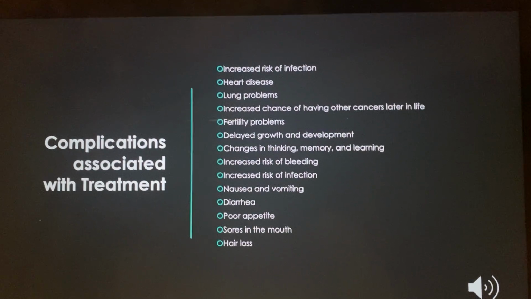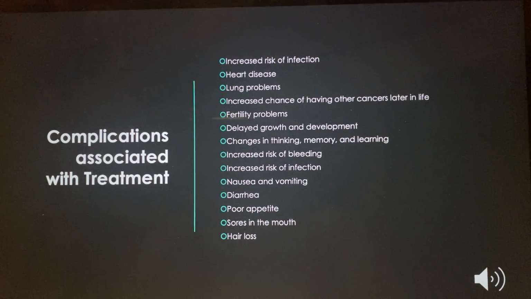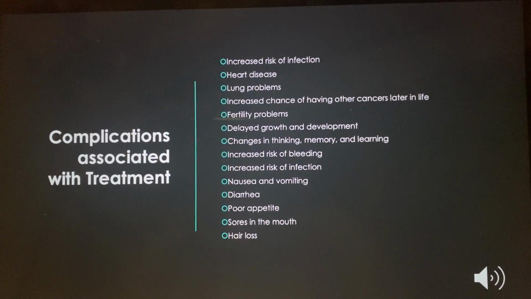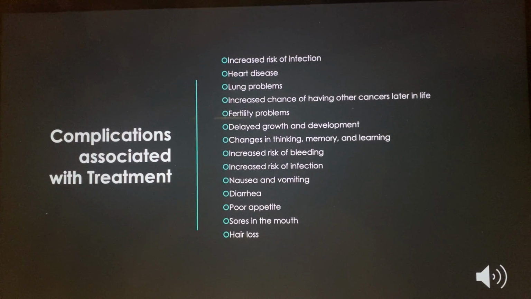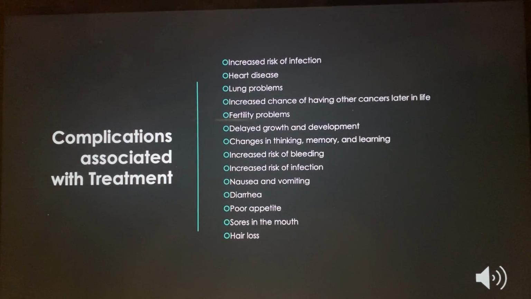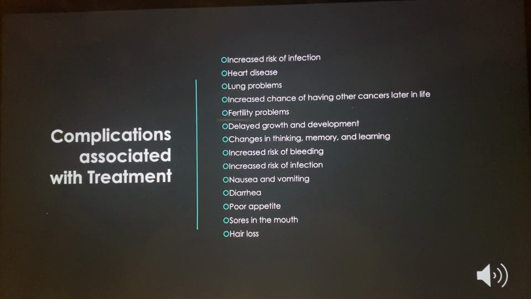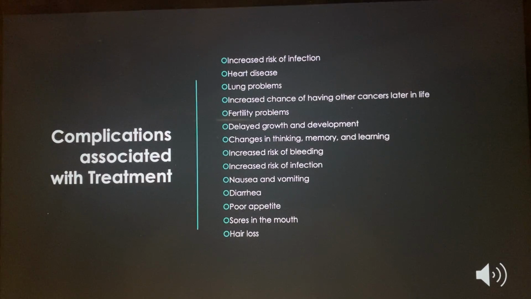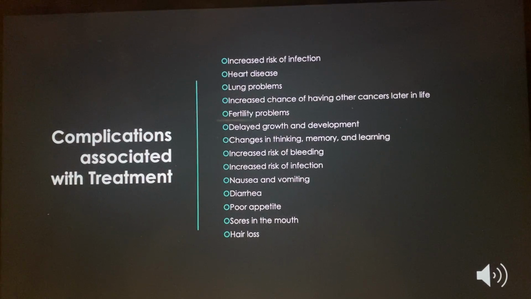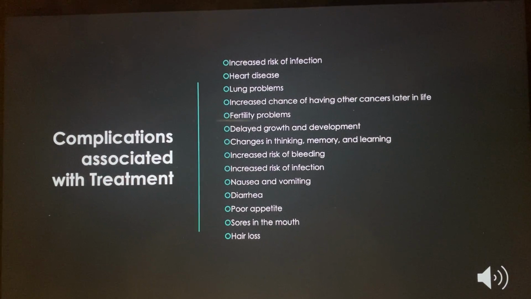And like everything, complications come with treatment. Associated complications with treatment for Hodgkin's lymphoma may vary patient to patient, but could include increased risk of infection, heart disease, lung problems, increased chances of having other cancers later in life, fertility issues, delayed growth and development, changes in thinking, memory, and learning, increased risk of bleeding, nausea and vomiting, diarrhea, poor appetite, sores of the mouth, and hair loss.